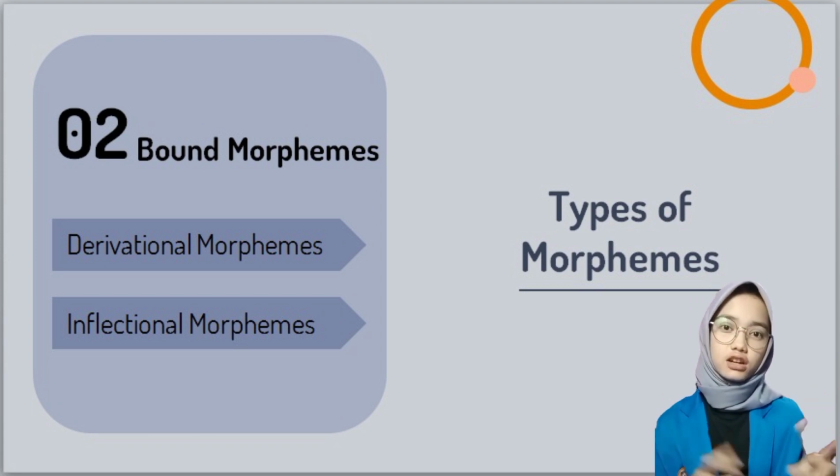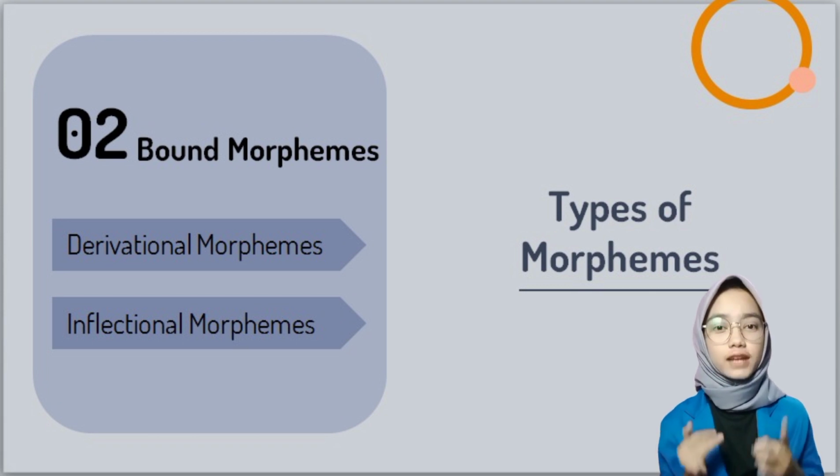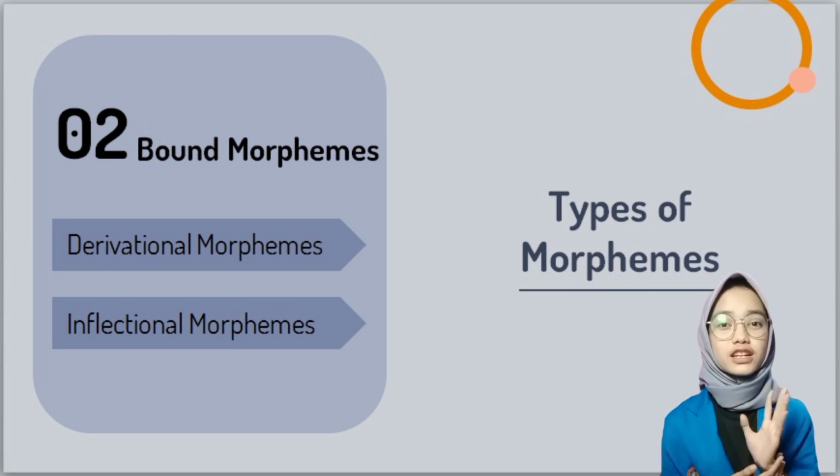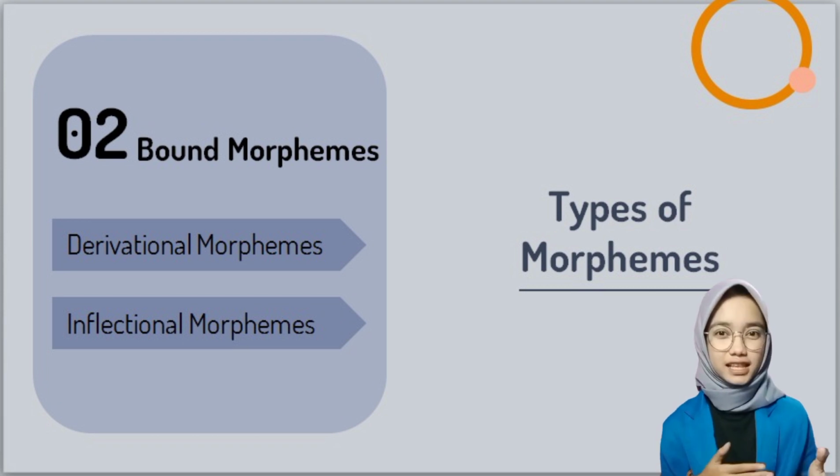And the second set of bound morphemes contains what are called inflectional morphemes, which are not used to produce any new words in the language, but rather to indicate aspects of the grammatical function of a word. For example, both old and older are adjectives.